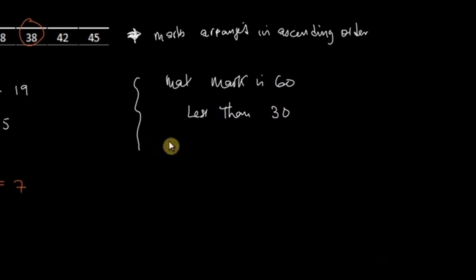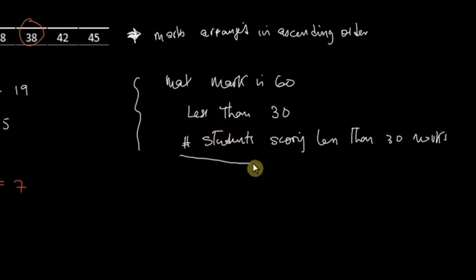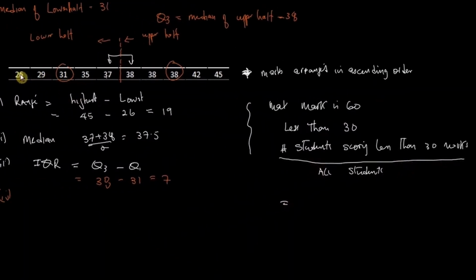So all this means is the number of students scoring less than 30 marks over all students. The number of students scoring less than 30 marks, there are only 2 of them. These 2. The total number of students, there are 10 of them. So it's actually 2 over 10. We could rewrite it as 1 over 5.